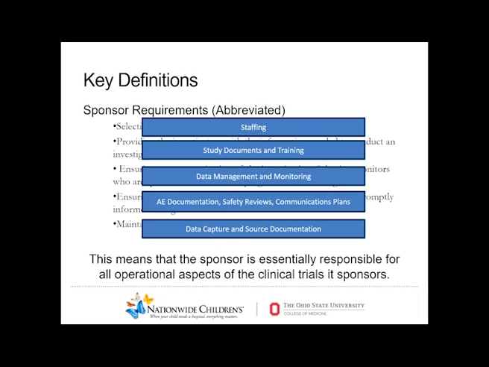Staffing, study documents, and training. This is a huge part, the study documents and training. Usually, if you have an industry-sponsored study, that sponsor is providing to you all of the study documents. They're providing to you the protocol, the manual of procedures, or the manual of operations. They're providing to you the lab guide of how to process your samples. But when it's an investigator-initiated trial, there is no sponsor providing you those things. So study documents and training is a huge part of effectively managing an investigator-initiated trial.